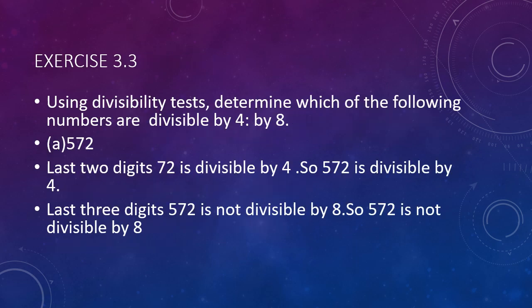Exercise 3.3. Using divisibility test, determine which of the following numbers are divisible by 4 and by 8. 572. Last two digits 72 is divisible by 4. So 572 is divisible by 4. Last three digits 572 is not divisible by 8. So 572 is not divisible by 8.